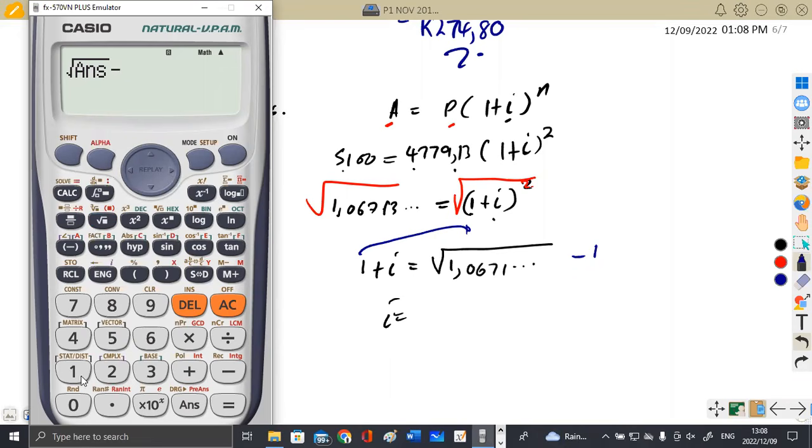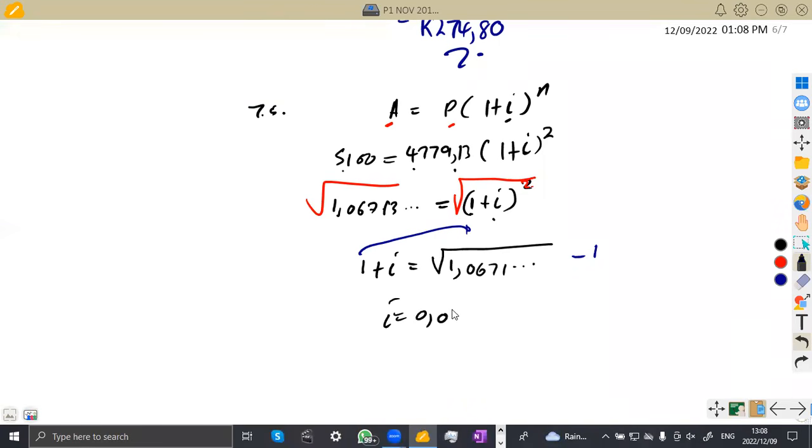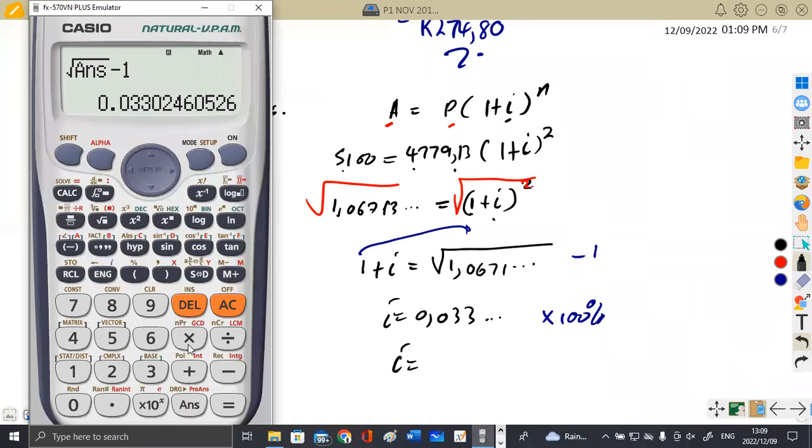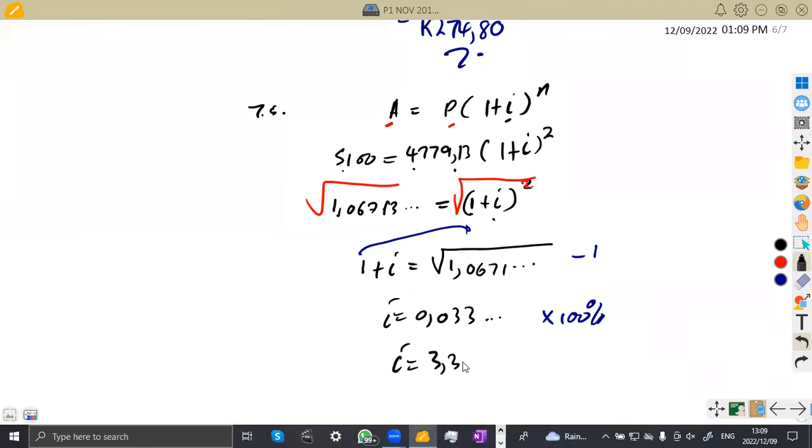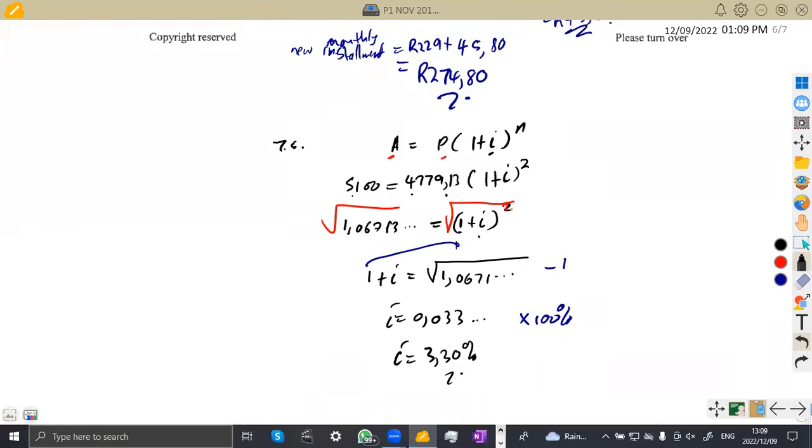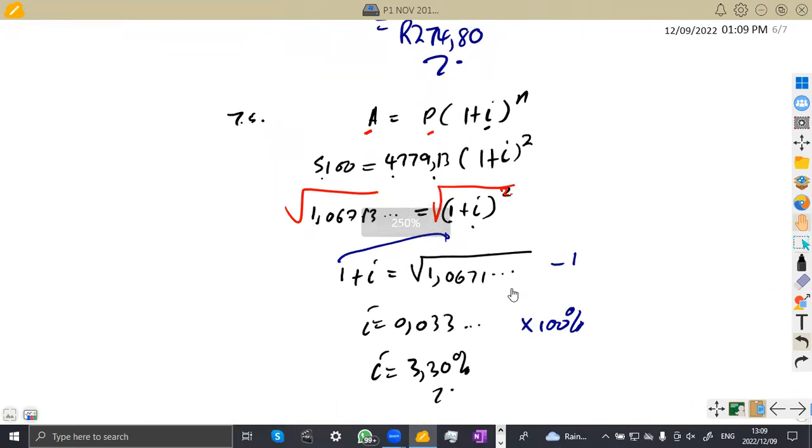Then we subtract 1 from that, which is 0,033 and so on. But this is the interest rate, which is actually a percentage. So you're going to multiply by 100% to find the interest rate, which is the inflation rate. So by 100%, we've got our inflation rate of 3,30, something like that. Remember, to 2 decimal places, if you are not given the degree of accuracy, that was the instruction. So you're going to leave it to 2 decimal places, which is going to be 3,30.